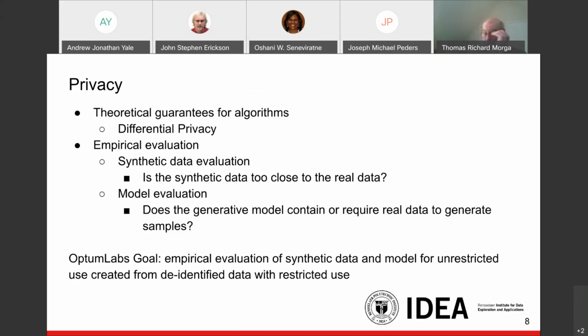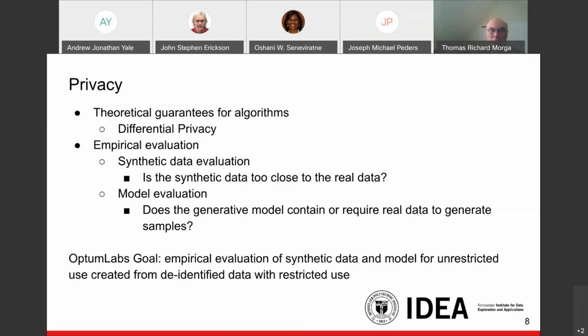There are certain theoretical guarantees for algorithms, such as differential privacy, but for our research, we're focusing on the empirical evaluation of privacy. There are two aspects of that. There's the synthetic data evaluation. Is the synthetic data too close to the real data? Are we exposing privacy in the synthetic data?